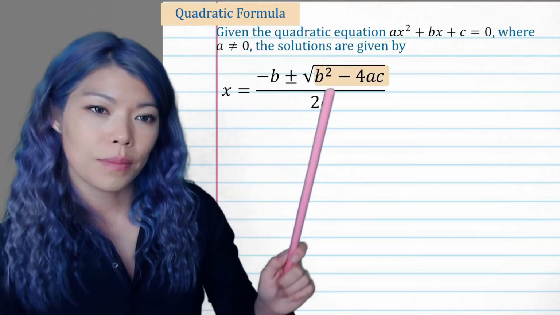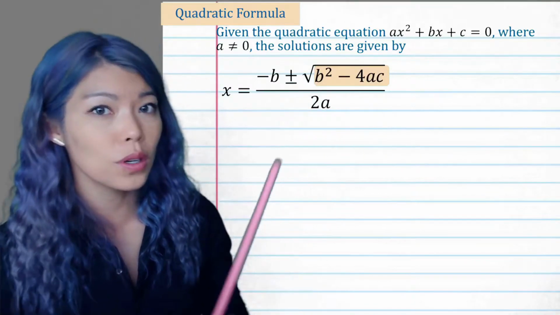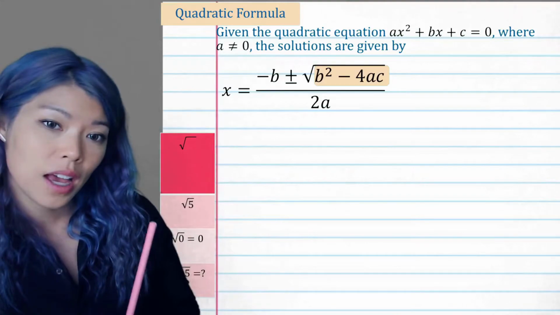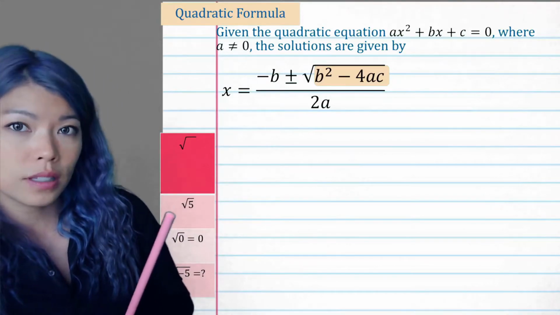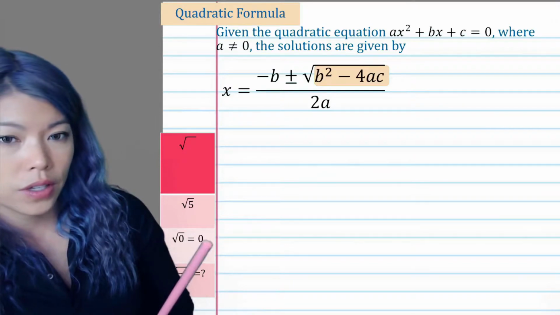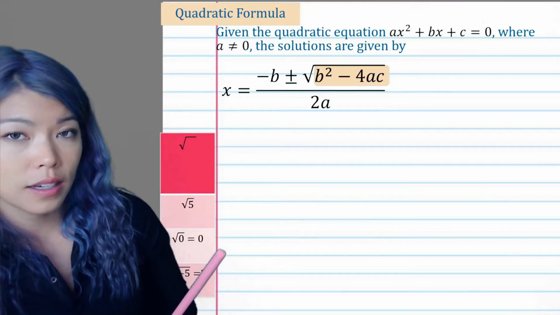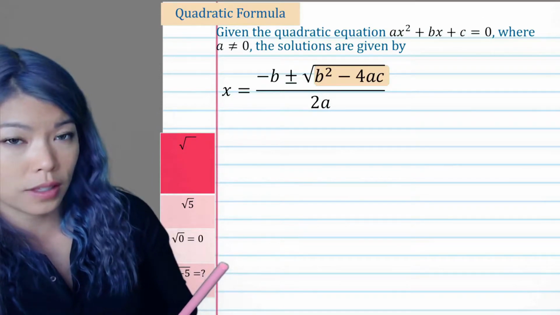Now we notice something: there is a bunch of numbers underneath the square root. What do we know about square rooting numbers? Well, square rooting a positive number gives us a positive value, square rooting 0 gives us 0, and square rooting -5 will give us no real solutions.